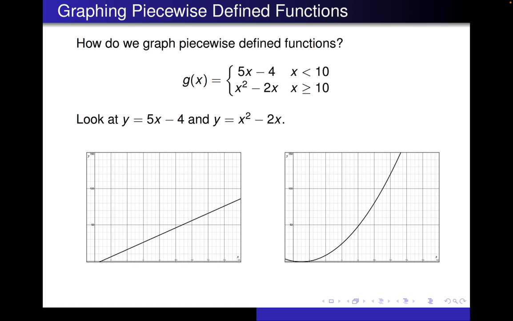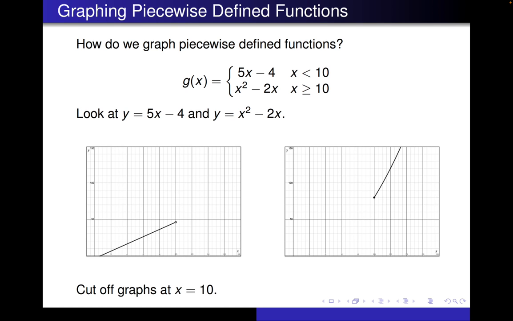So if I want to graph those functions as they appear in g of x, I need to cut those graphs off at x equals 10. Only include the part of the line on the left where x is less than 10, which means I'm going to go to x equals 10, draw the line, everything to the left of it, and put a little circle at that point at x equals 10 to indicate, hey, I can't put x equals 10 into this formula because I only allow values of x that are less than 10. That point is not on the graph.